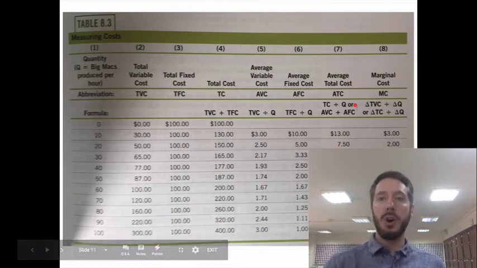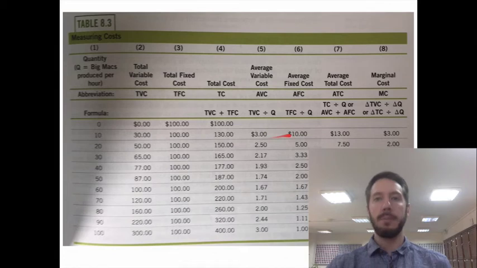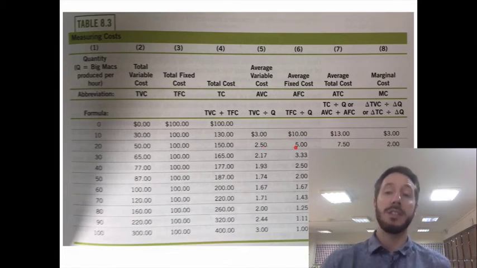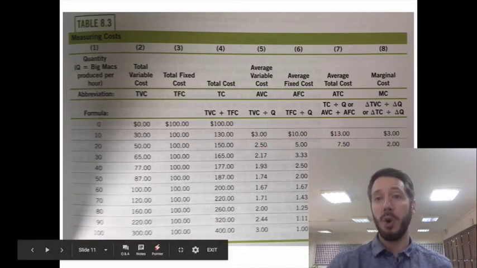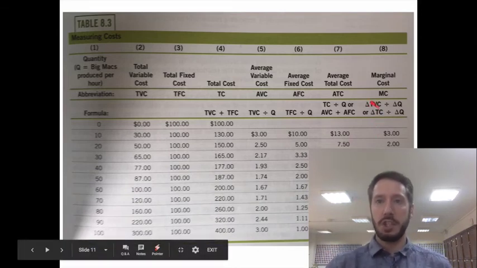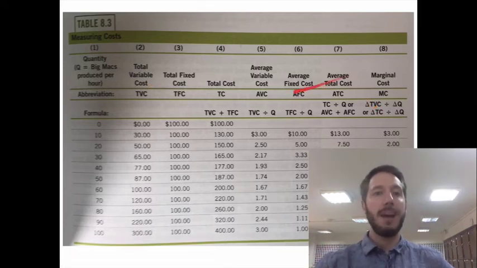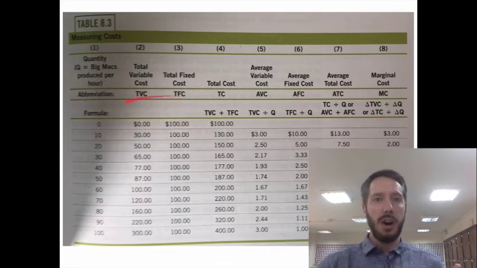Now, to get your average total costs, you can divide your total cost by the quantity, or you can just add average variable cost and average fixed cost. So if we're just adding these two, 3 plus 10 is 13, 2.5 plus 5 is 7.5. That's how we get our average total costs. And here are our marginal costs, which is the change, that's what the triangle means, the change in total variable cost divided by the change in quantity, or the change in total costs divided by the change in quantity. So we're going to go with change of total variable cost because that's what we're given.